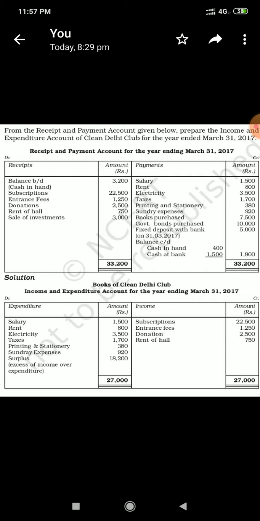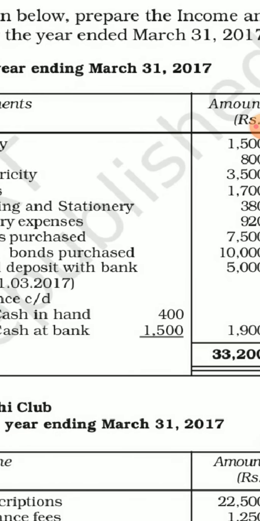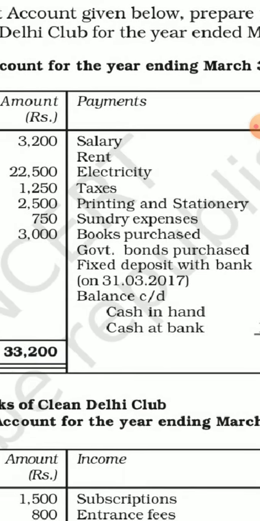Today I will explain how to make the income and expenditure account from the receipts and payment account. For that, I will take one small question in which the receipts and payment account is given. Just see, this is the receipts and payment account. There are two sides, the receipt side and the payment side.